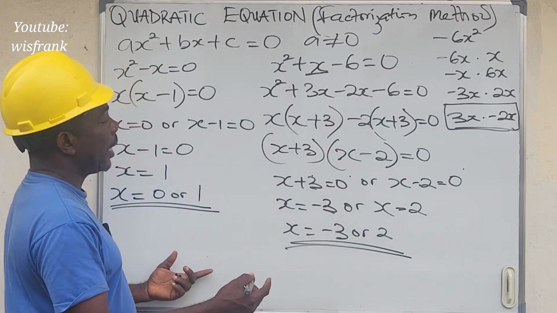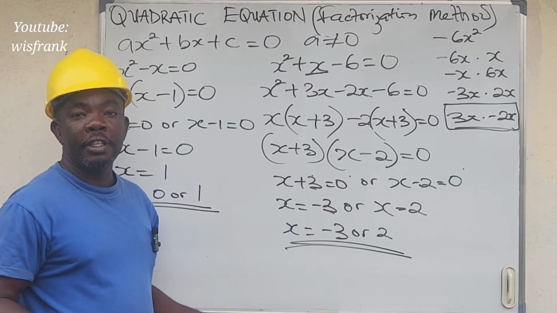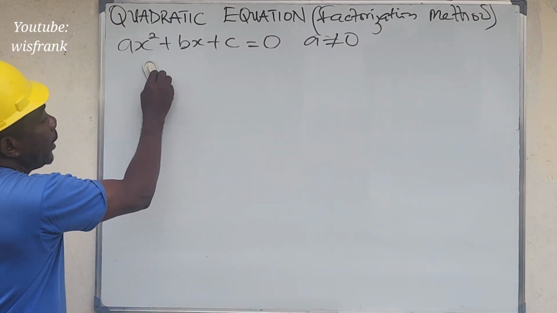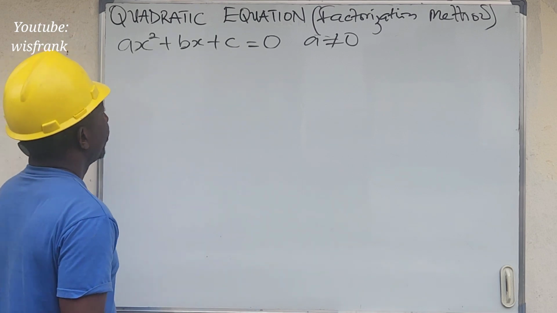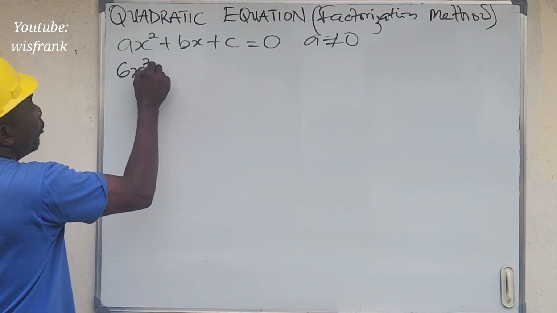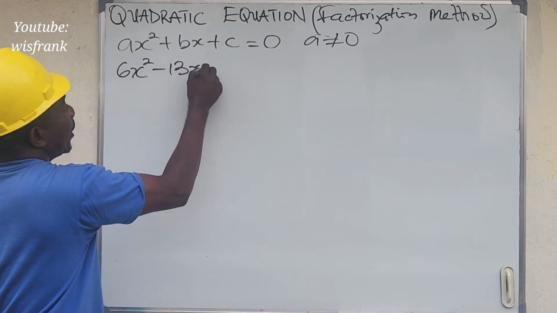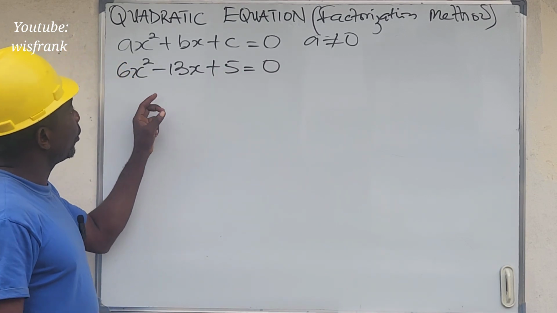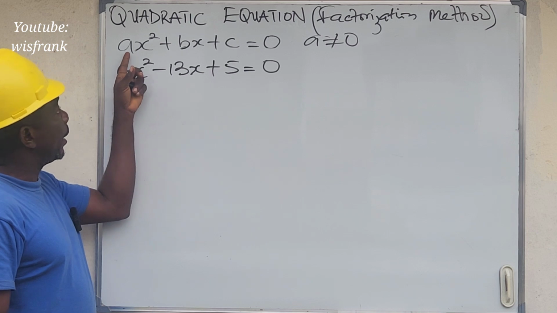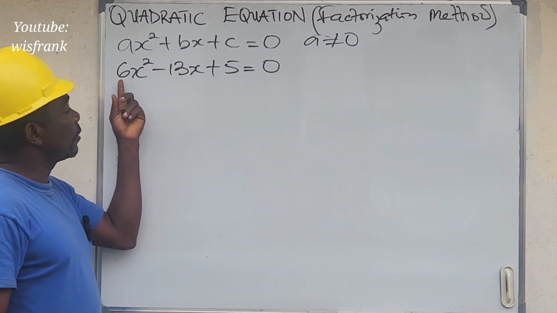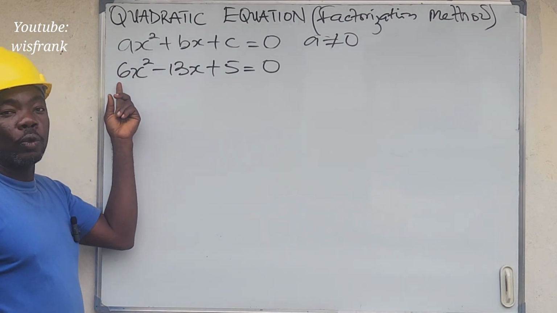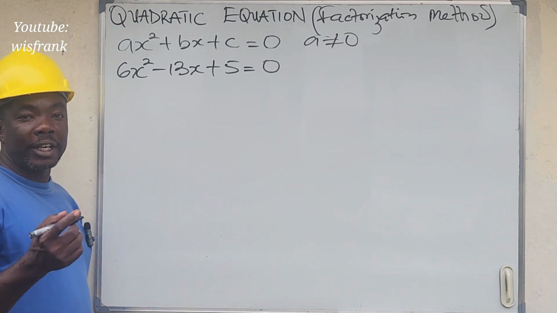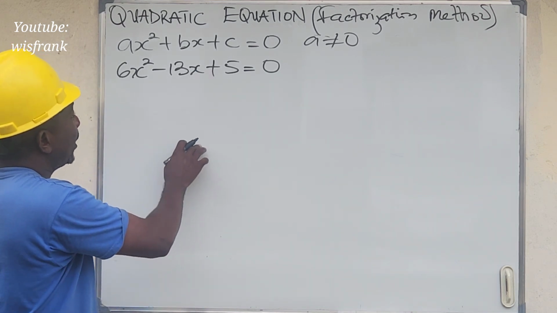Let us look at the last one, to see how we can solve this quadratic equation by the factorization method. So the last one that we are going to look at is 6x to the power of 2 minus 13x plus 5 equals 0. From this equation, you can see that the value of a from the quadratic formula equals 6. The other ones that we've been working with all had a equal to 1. So let us see how we can use the factorization method to solve this quadratic equation.